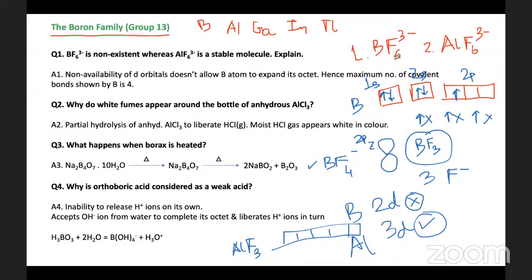But in case of boron, it can form BF3, or at maximum it can form BF4 minus, that is the tetrafluoroborate anion, but it cannot go beyond that. So that's the answer here.